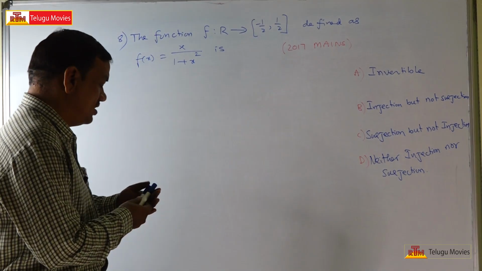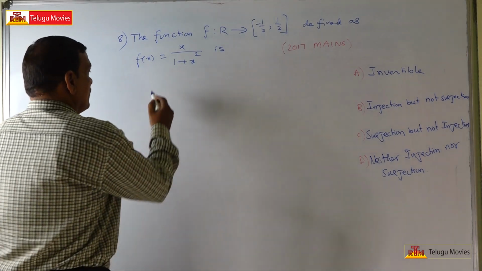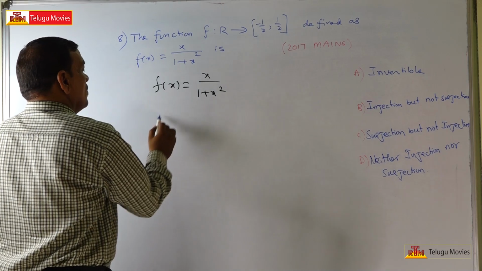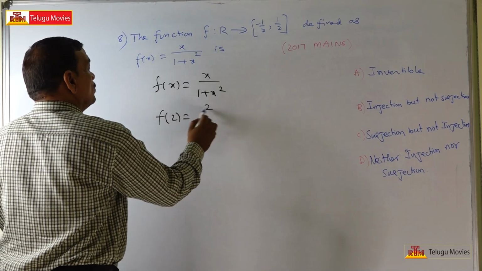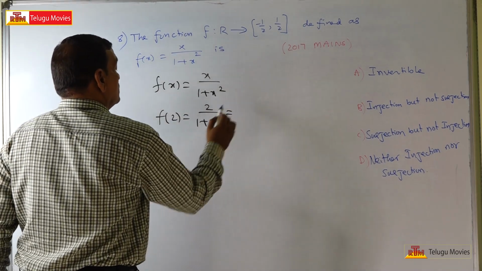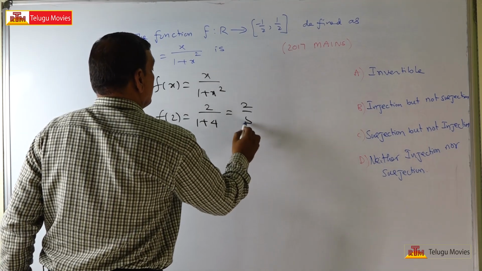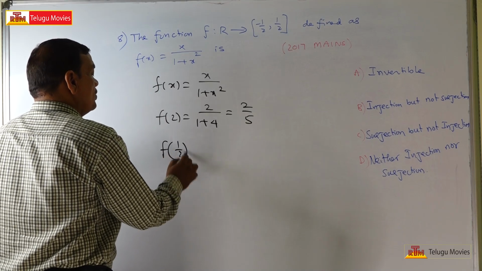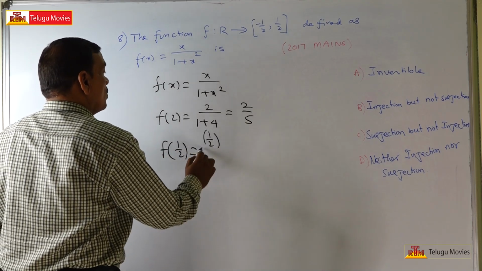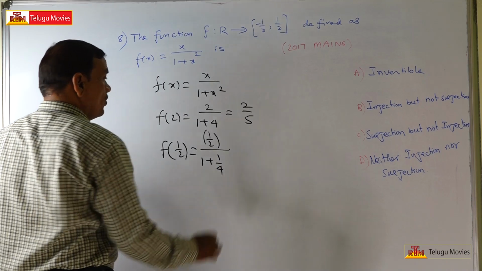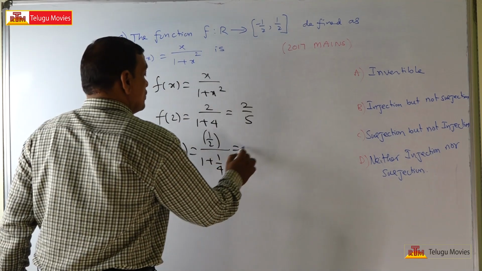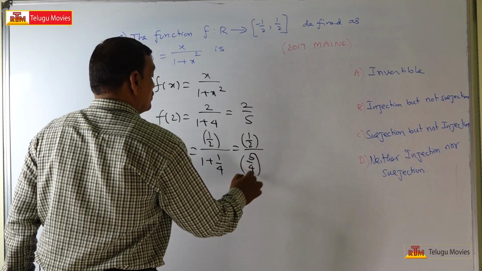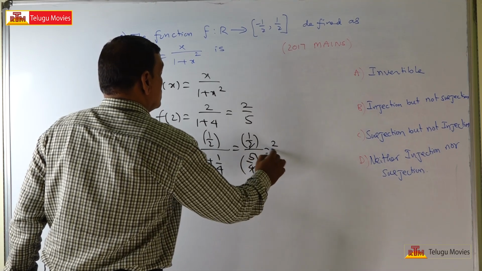So here the given function is f of x is equal to x by 1 plus x square. First find out f of 2 value: 2 by 1 plus 4. This is equal to 2 by 5. Now substitute f of 1 by 2, which is 1 by 2 upon 1 plus 1 by 4. So this is equal to 1 by 2 upon 5 by 4. So 2 ones are 2, 2 twos are 4. This is 2 by 5.